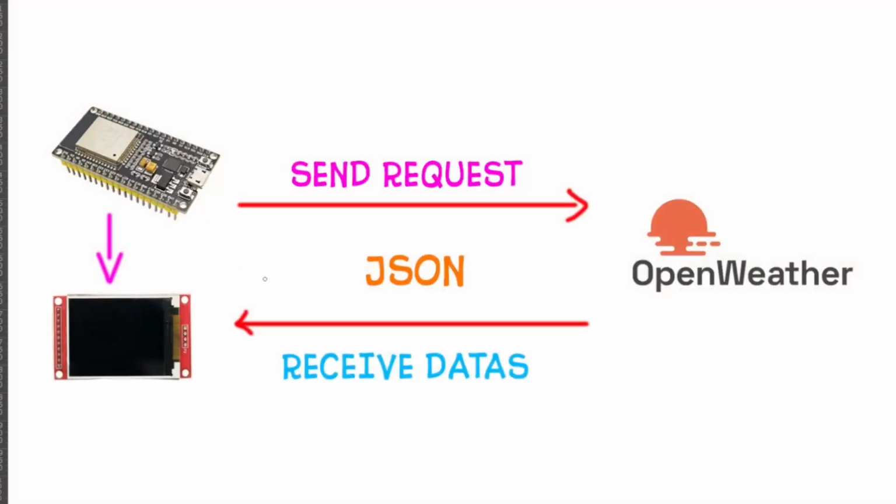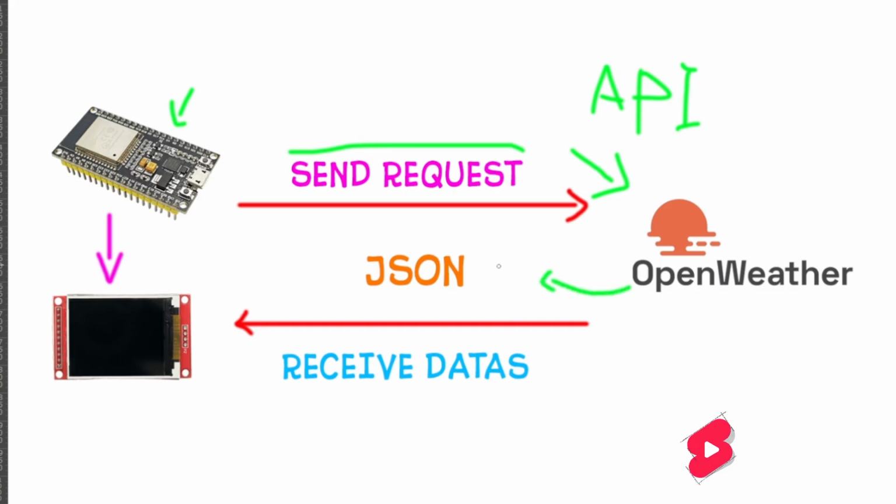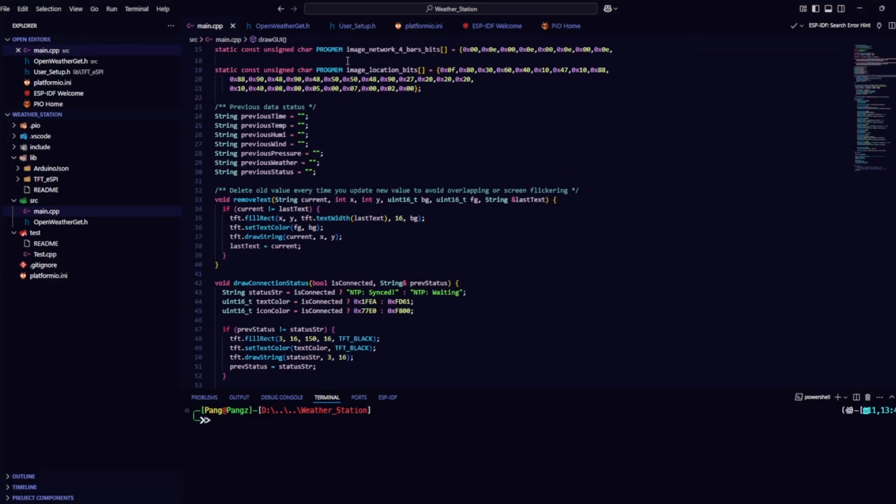Alright, in this part, I'll give you a quick overview of the block diagram so you can understand the whole flow. First, the ESP32 sends an HTTP request to OpenWeather's API to fetch weather data. Once the request is received, OpenWeather responds with the weather info in JSON format. Then the ESP32 parses the JSON, extracts the weather values, and displays them on the TFT screen. Okay, now let's move on to the code.